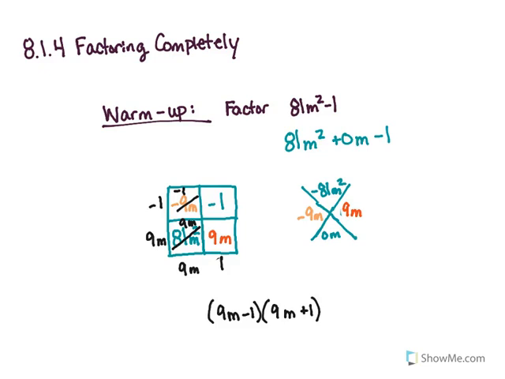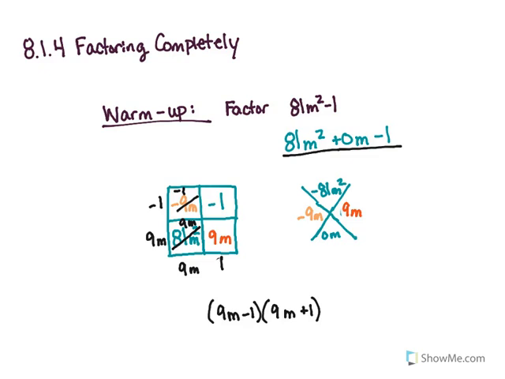Okay, here is my answer. I kind of tried to color code this for you guys so that you could see it. Obviously, the first thing I did was rewrite this in our standard notation. So we don't have just an m term there. Make sure you write it out in standard notation. So we have 81m squared plus 0m minus 1. If I have a missing term, that means I have 0 of that term. So we have 0 m's.